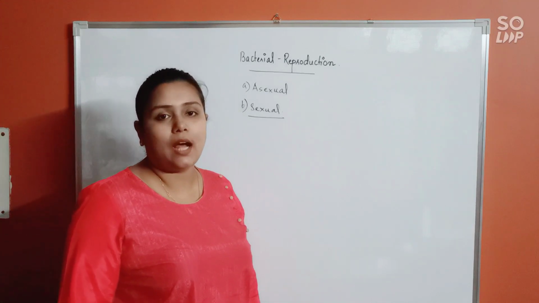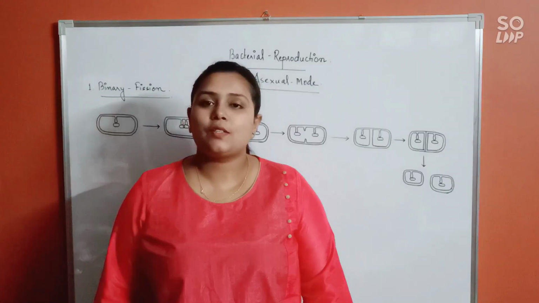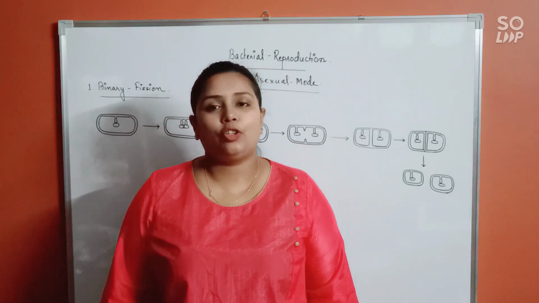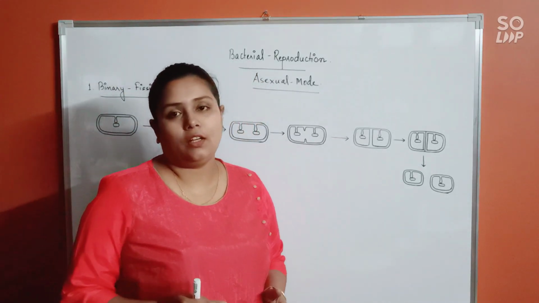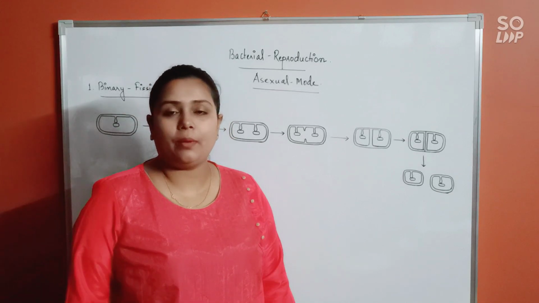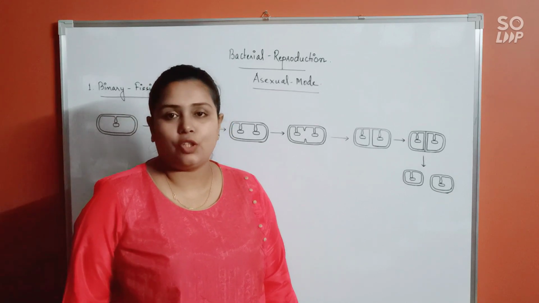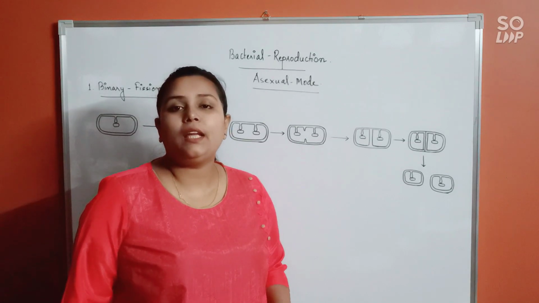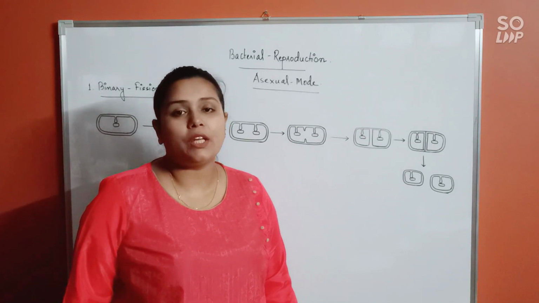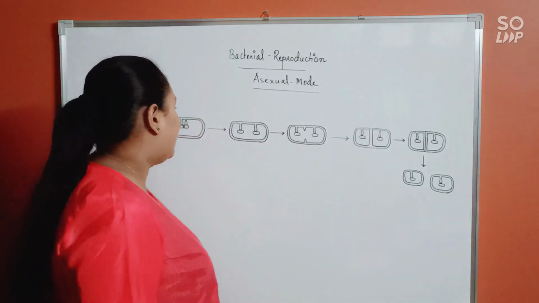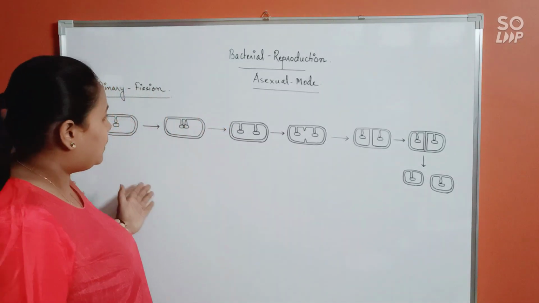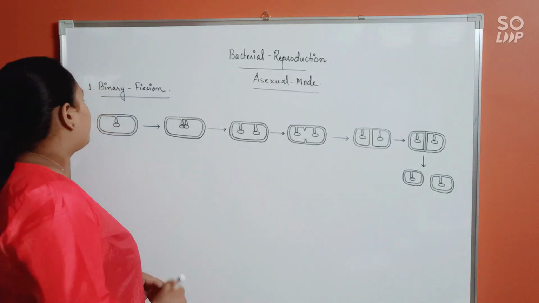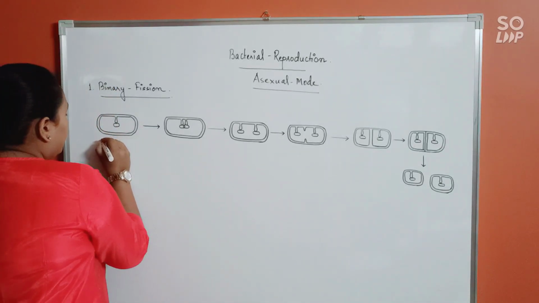Alright, so let us start with the asexual mode. So now, let us start with the asexual mode of reproduction. As I've already told you, the most common mode of reproduction in bacteria is binary fission. And during favorable conditions, a bacterium would typically undergo binary fission every 20 minutes. Alright, so let us see how binary fission would occur in a bacterium. First, suppose this is the parental cell.